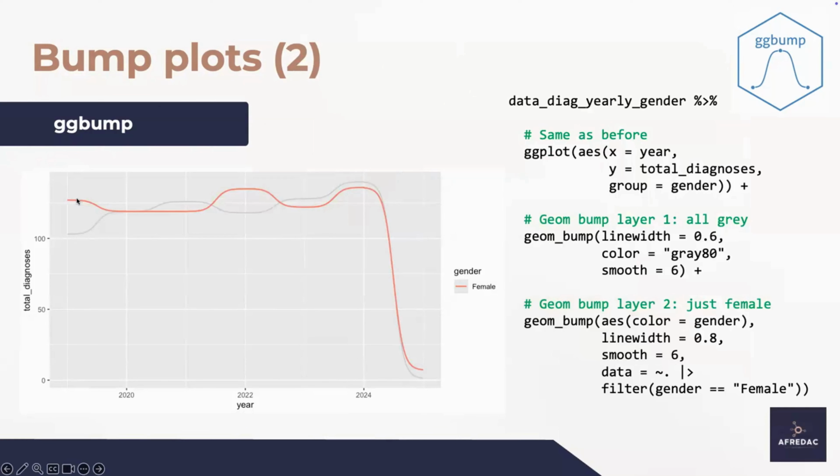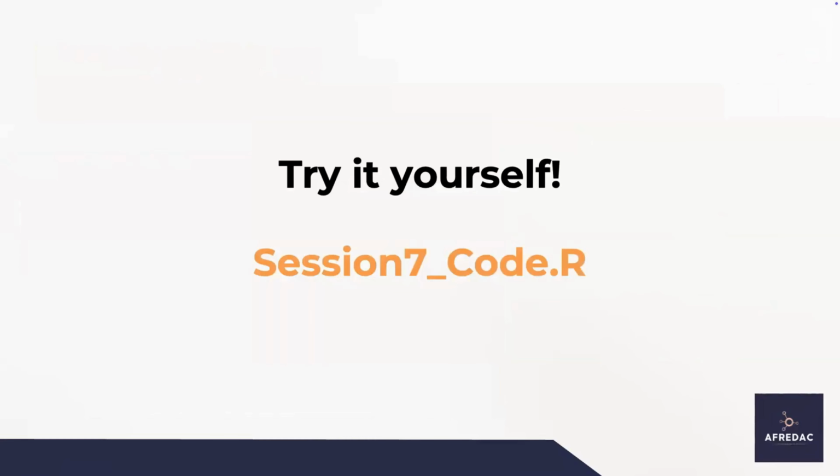So in this example, we saw how to plot male versus female diagnoses over time, but we are only highlighting the female ones by first creating a geom_bump layer where all of our lines are gray, and then a second layer where you're just coloring in the female line, which you can do based on your categories. You can pick a category to color in. So this is a really good way of visualizing simple time series data. And that's a quick recap of what we went over last time.